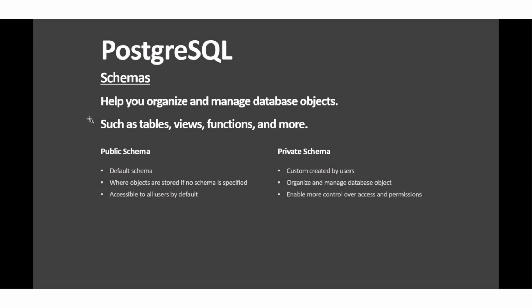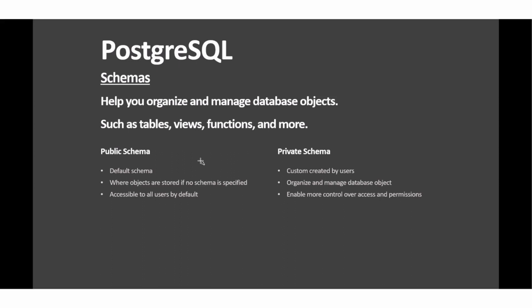You can think about them as containers that help you organize and manage your database objects, such as tables, views, functions, and a lot more. There also are two main types of schemas in Postgres: your public schema, and that leads you to the next one, private schema. Now, the public schema is the default schema where objects are stored if no specific schema is specified. It's accessible to all users by default. Private schema is a custom schema created by users to organize and manage their database objects. They offer more control over access and permissions.